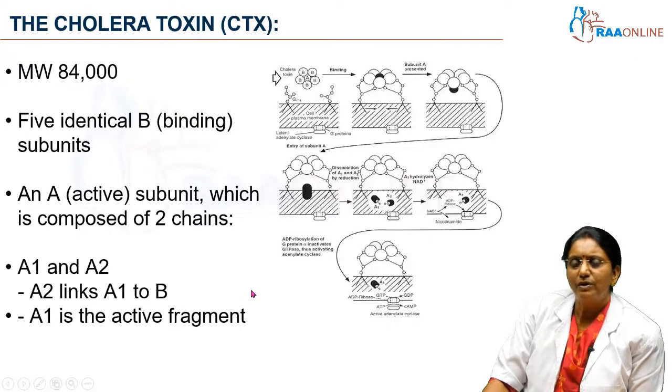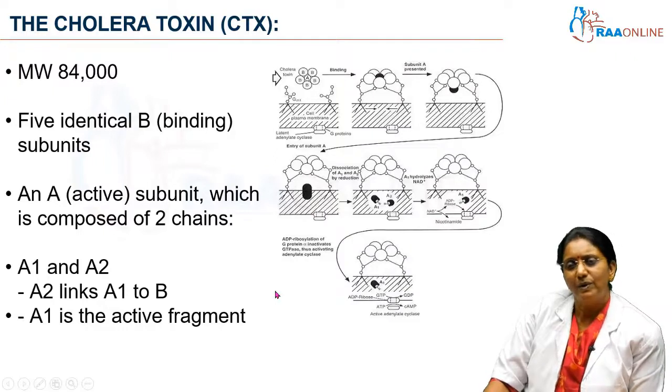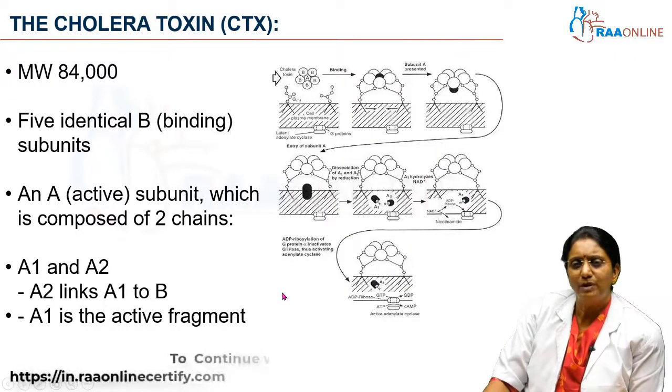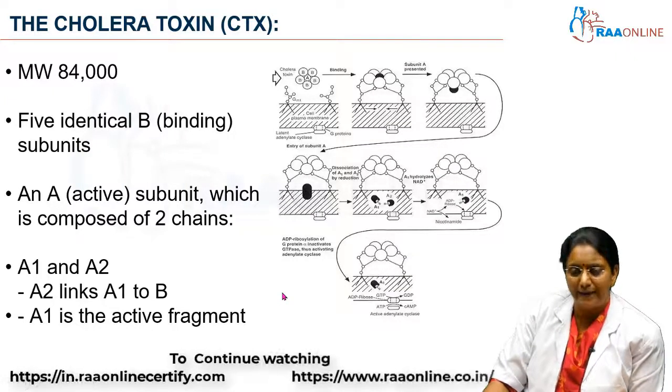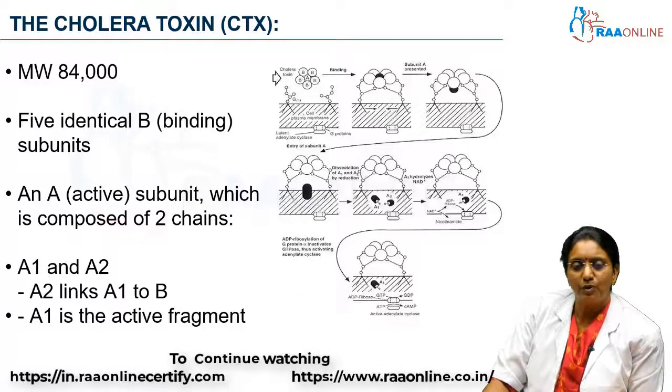So far we saw about the motility as well as the morphology of the organism. Now we will go on to see about one important toxin that this organism has within it, which is responsible for causing all the clinical features of cholera.